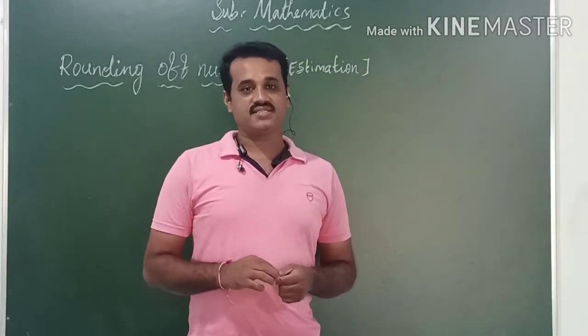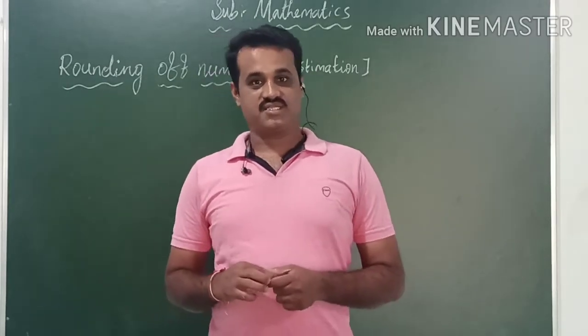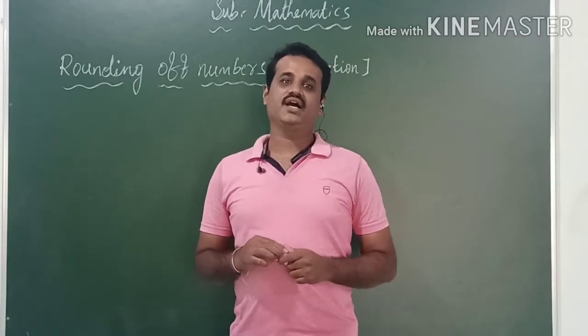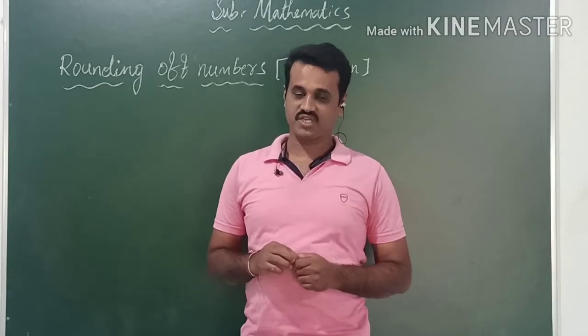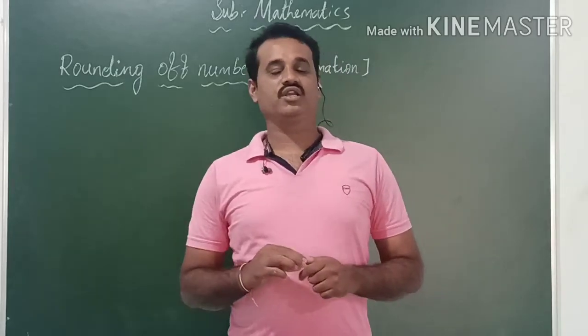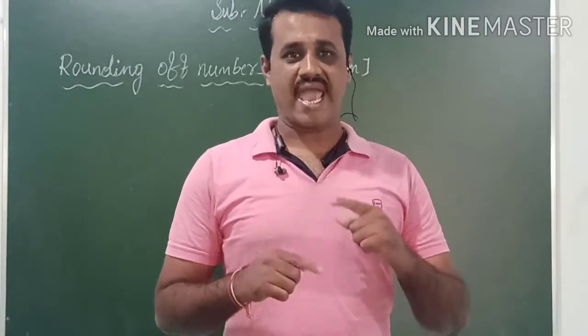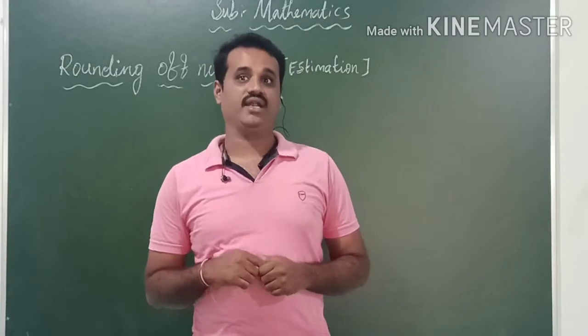In the previous class, you all learned about the international number system, isn't it? So how to read, how to write and how to put the commas also you all learned. Today, you are going to learn about the rounding of the numbers. That means estimation. You can also call it approximate.